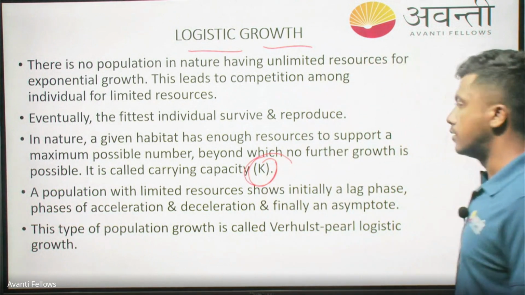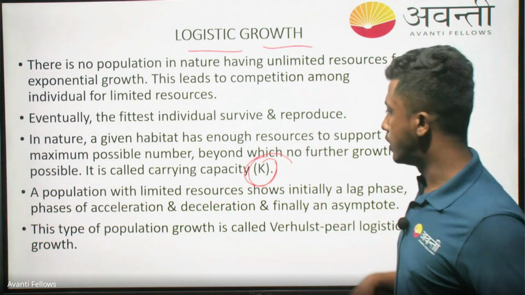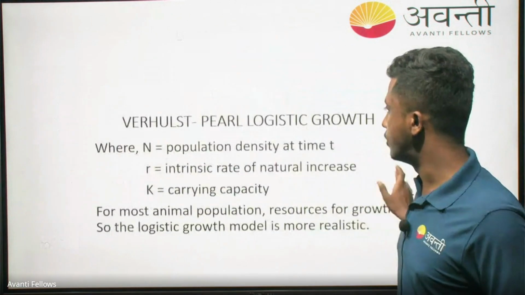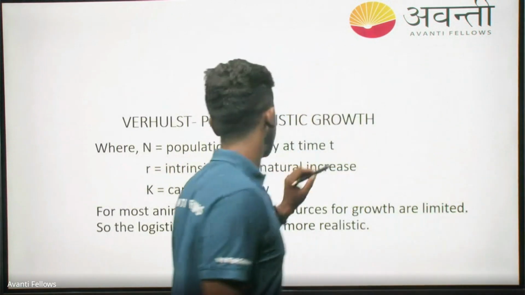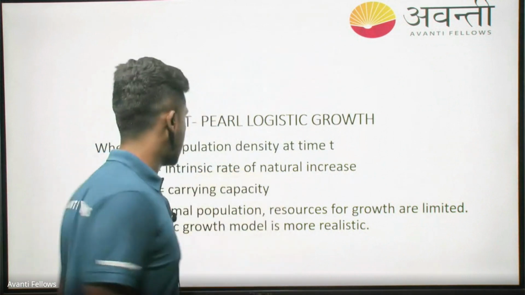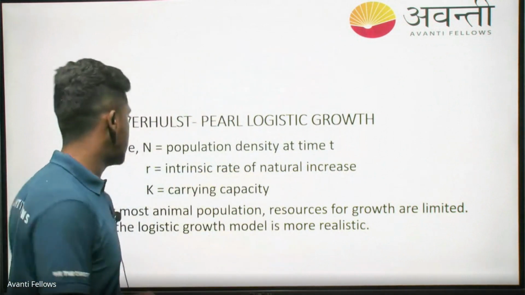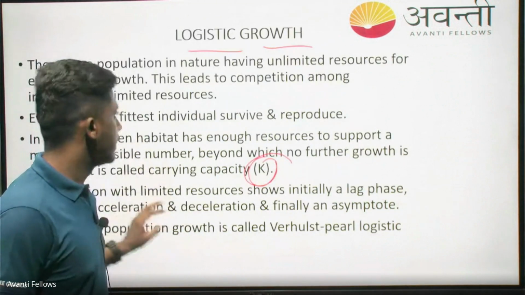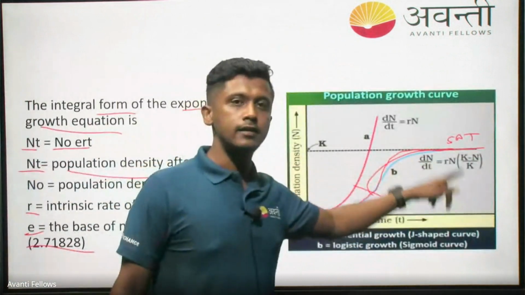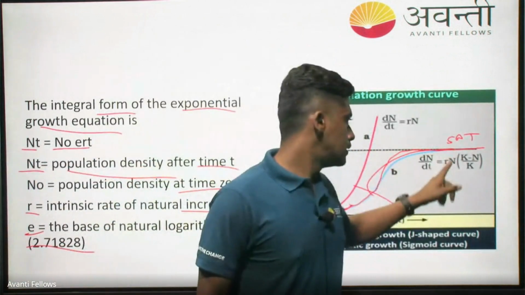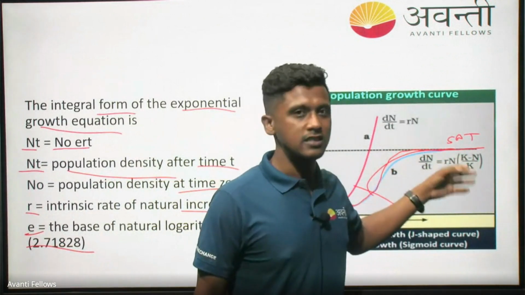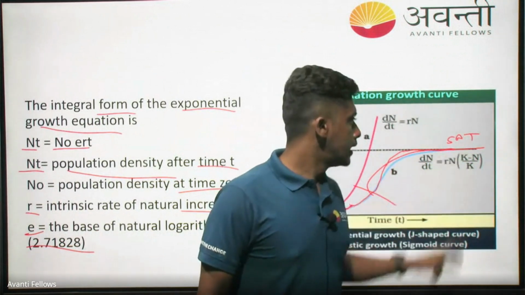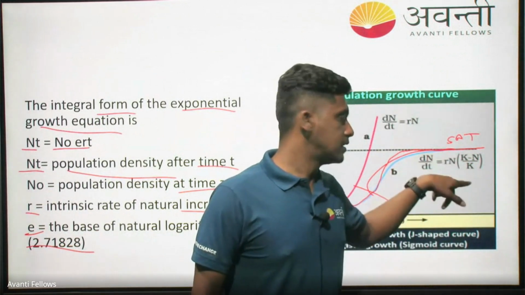So these limited resources can actually lead to this particular curve. What does this curve say? N is the population density at time t, r is the intrinsic rate of natural increase, K is the carrying capacity of the planet. This equation, dN/dt, that is growth with respect to time, is equal to r, the intrinsic rate of increase, times N, the population density at that time, times K, the carrying capacity, minus N, the population density, divided by K.